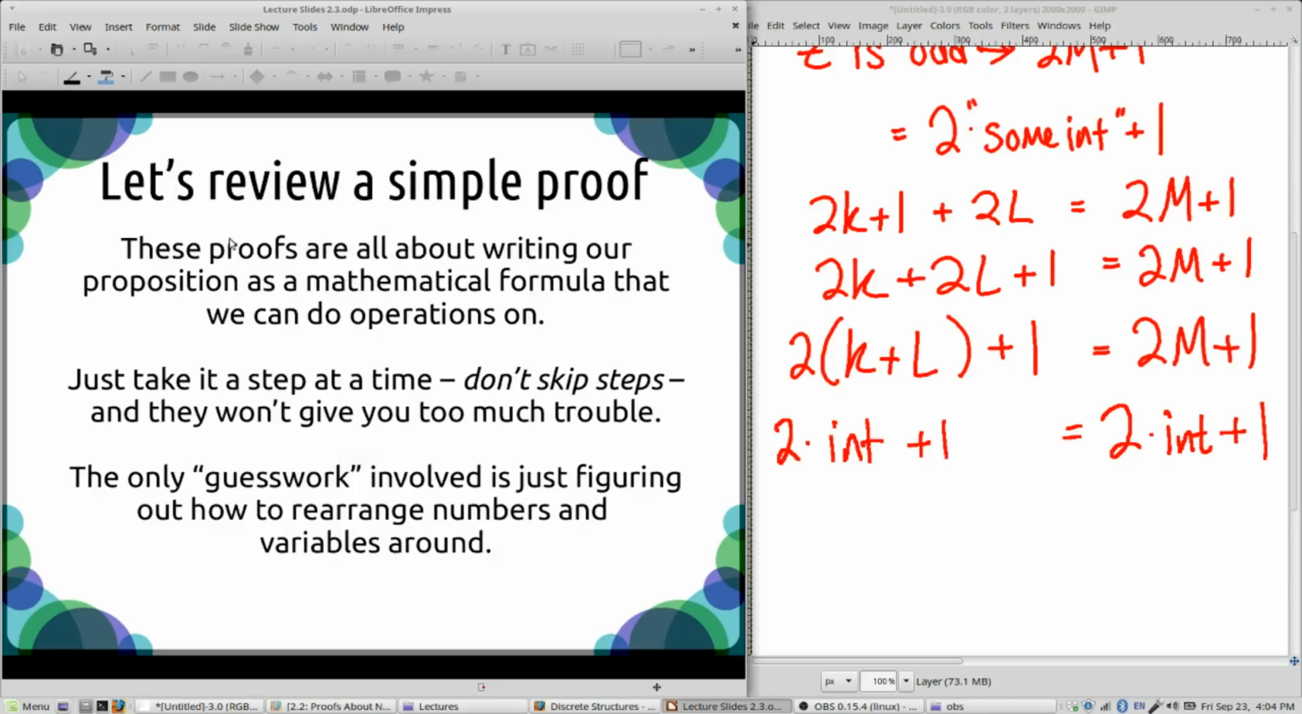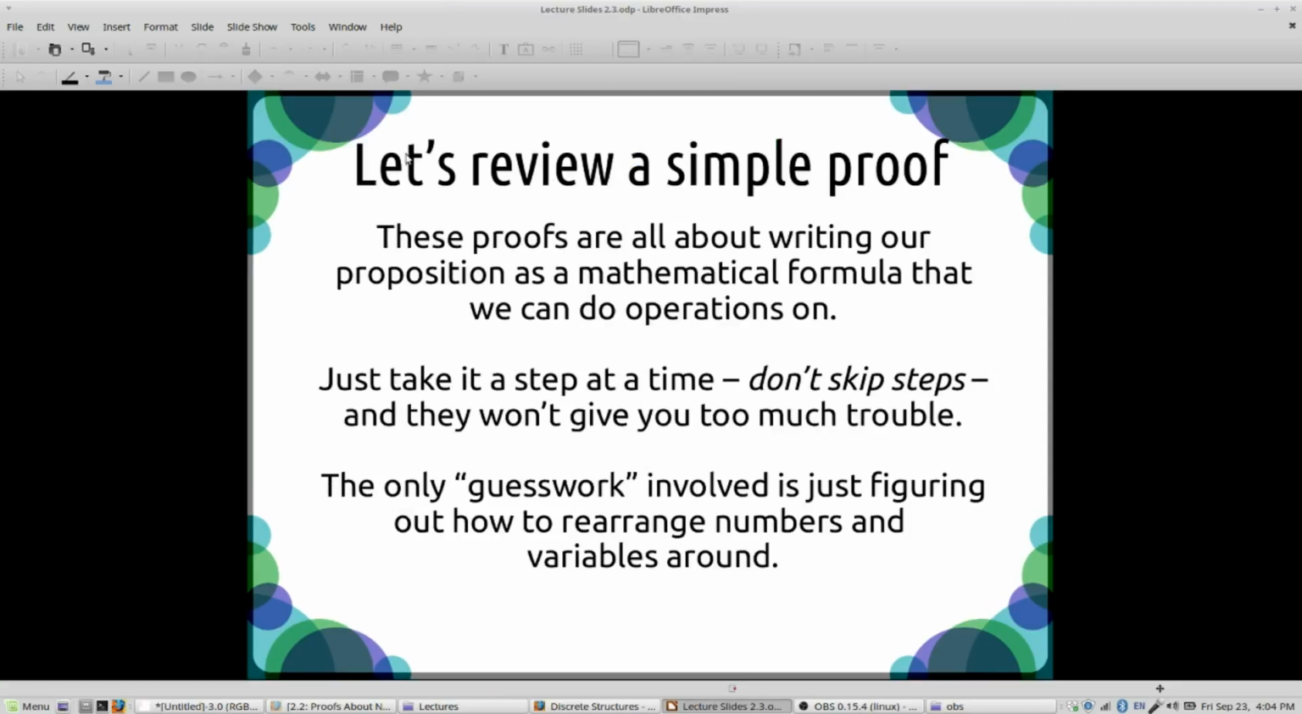Okay, so these proofs are all about writing our proposition as a mathematical formula that we can do operations on. So generally, just take it a step at a time. Don't skip steps. It'll be a lot easier if you do all of the tiny steps together instead of trying to skip over things. It'll also help you go back and look at your steps if you're stuck on something and trying to figure out what went wrong.